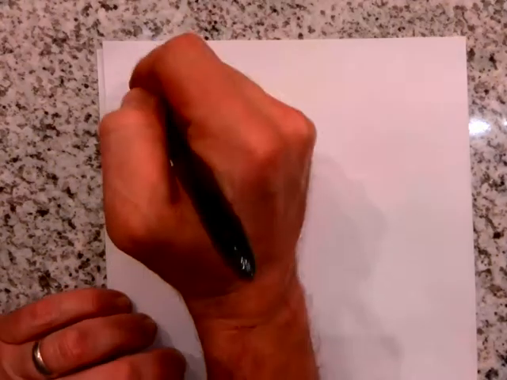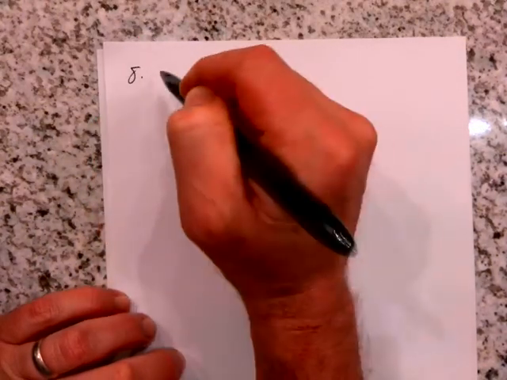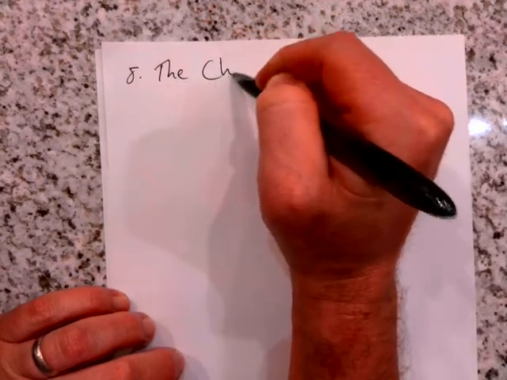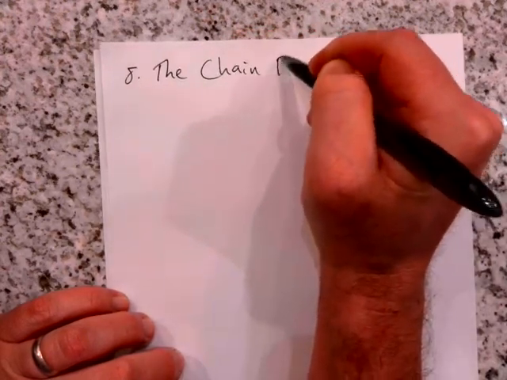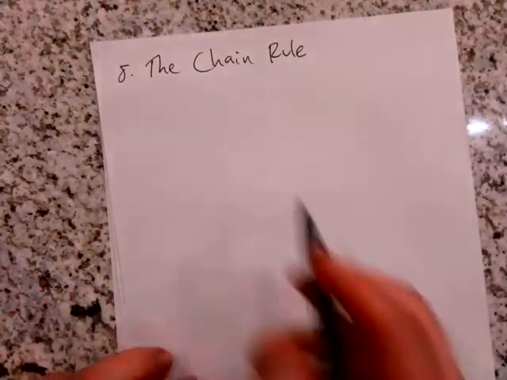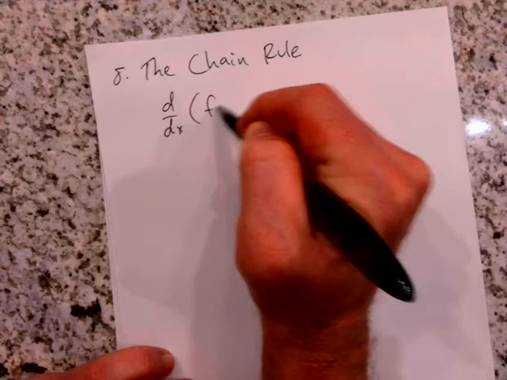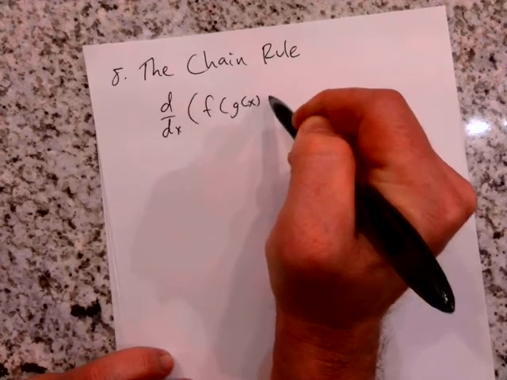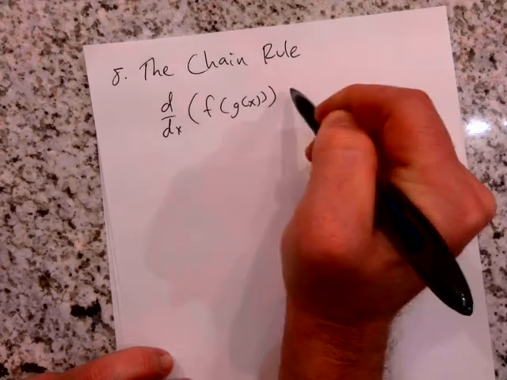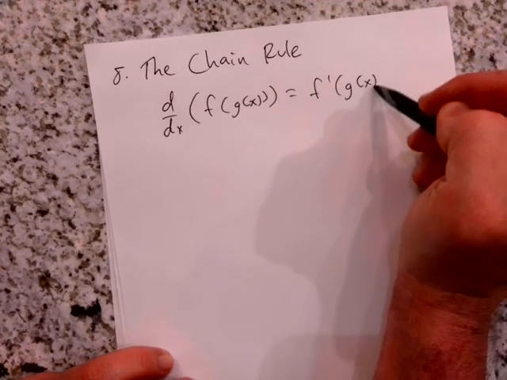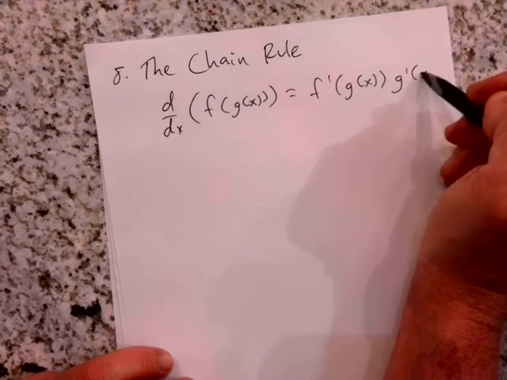The last rule we'll learn is that of the chain rule. This rule tells you how to differentiate a composite function. So the derivative of f of g of x is f prime g of x times g prime of x.